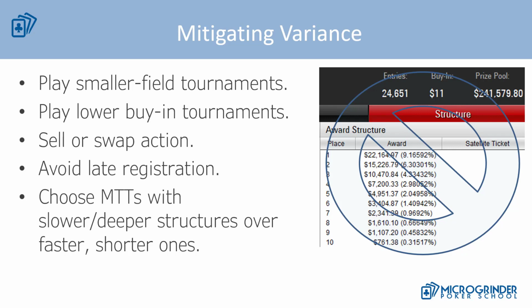But if you're playing, I don't know, a 200-man tournament, you can make final tables a lot more frequently. And getting this experience at dealing with things like ICM and heads-up play will help you in the long run. Another way to lower variance is to play lower buy-in tournaments.